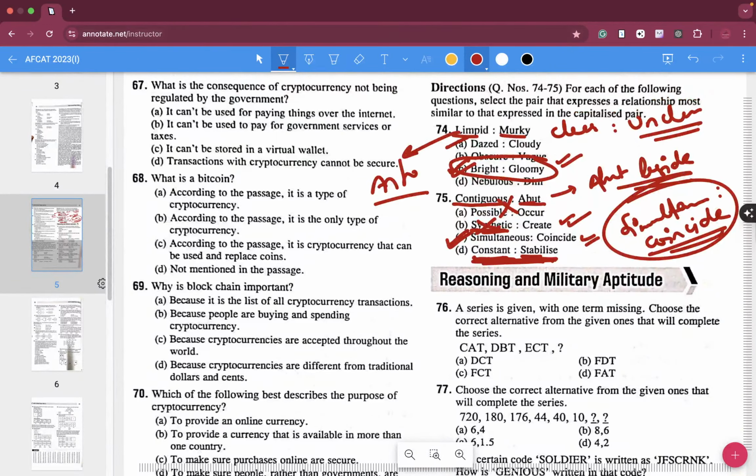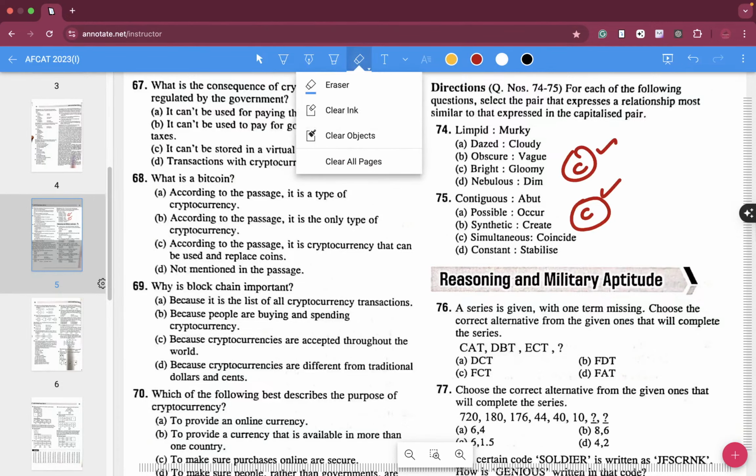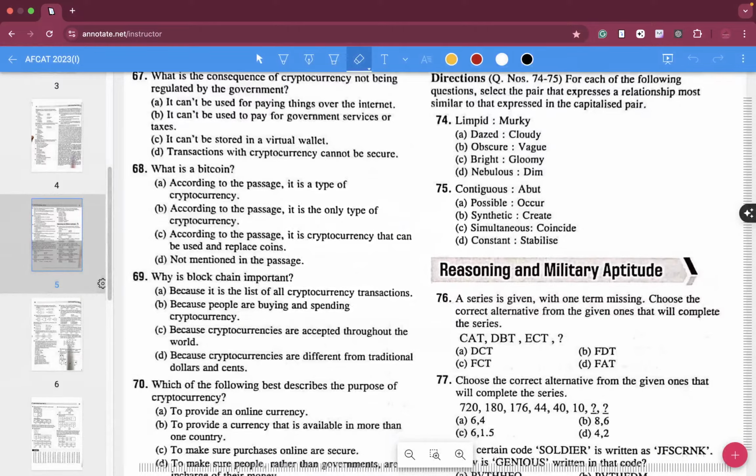If these questions are difficult in nature to answer, go ahead with C type, mark it C type and leave it. Don't worry, mark it C type and leave it.